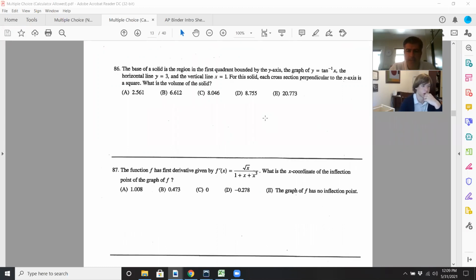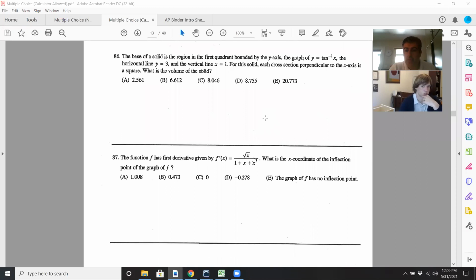Look at number 86 again. It's the volume question, section 8.3. Here the base of the solid is the region in the first quadrant bound by the y-axis, the graph of the inverse tan of x, the horizontal line y equals 3, and the vertical line x equals 1. So a lot of information we have to process here. You really need to draw this to visualize it. And then for the solid, each cross-section perpendicular to the x-axis is a square.